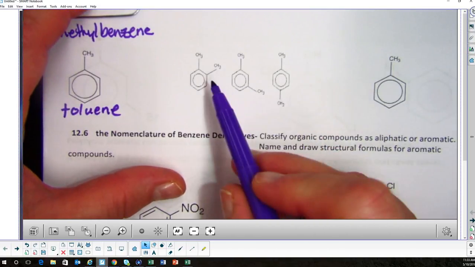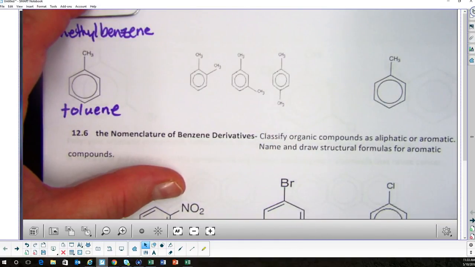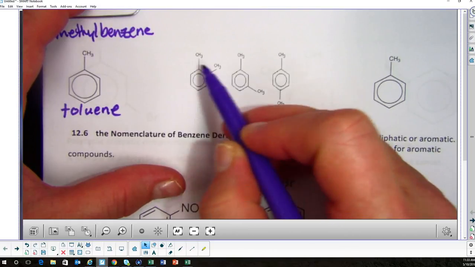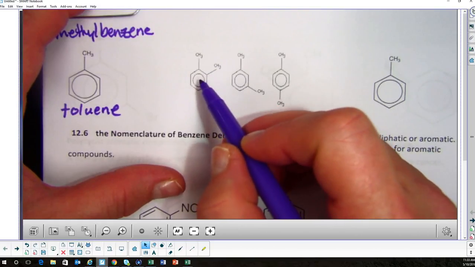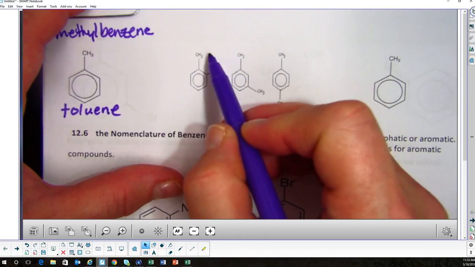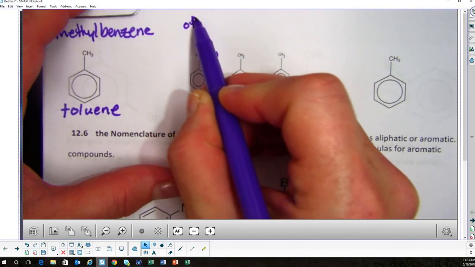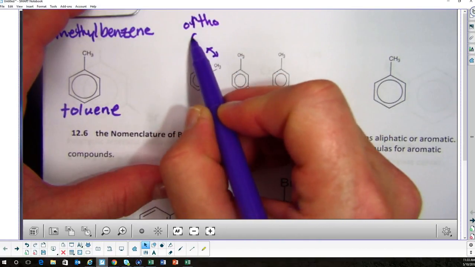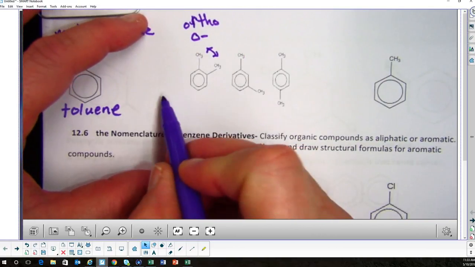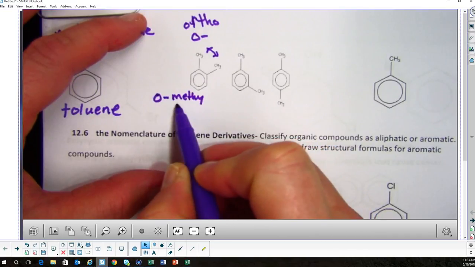Now, there are also positions coming off of a benzene ring that have specific names. So instead of saying 1,2-dimethylbenzene or 2-methyltoluene, what we do instead is, since these are right close together, it's known as the ortho position. We just put an O, and we treat that O as a number. So this would be o-methyltoluene.